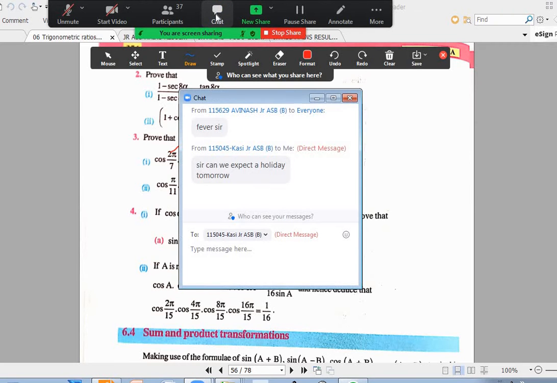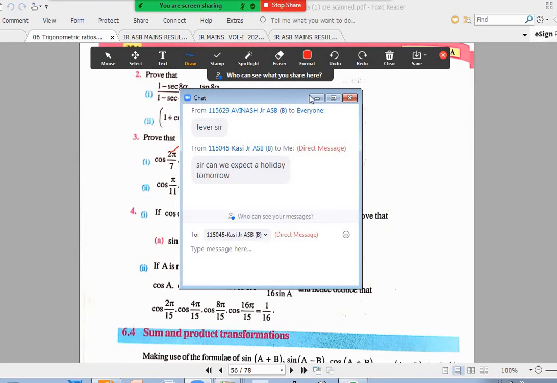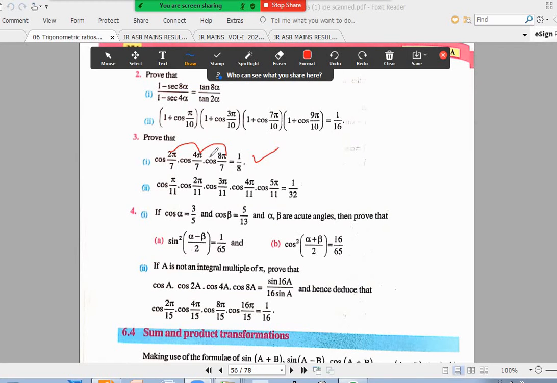Whenever you have one angle that is double of the previous angle, cos theta into cos 2 theta into cos 4 theta into cos 8 theta, and so on, is there any formula? Sine of 2 to the power n theta by 2 to the power n into sine theta. Yes, you can use that formula.